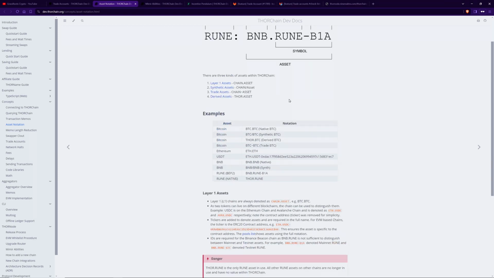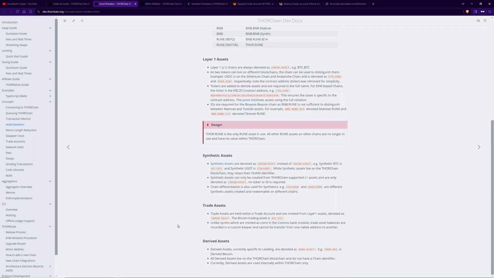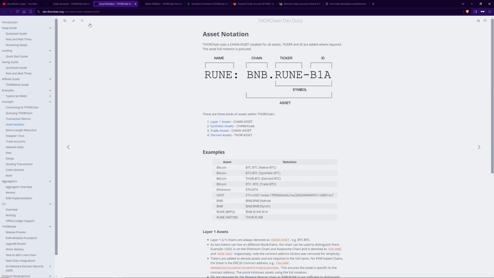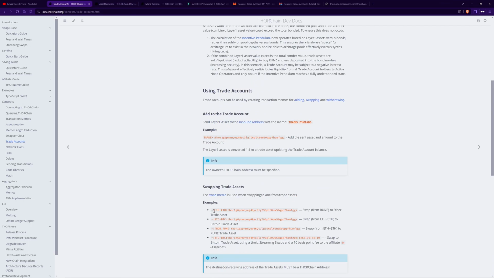Open up this one, you can read all about the different asset notations here, and then trade accounts have been added. Anyway, you would say this is the trade asset I want to swap to. If I'm sending in RUNE, say swap from RUNE, you're going to be saying here, swap to Ether, and then this is the own address you're utilizing. So this is the trade account address for the Ethereum trade asset to be deposited into. So on and so forth.